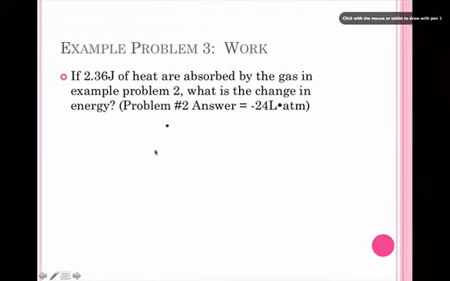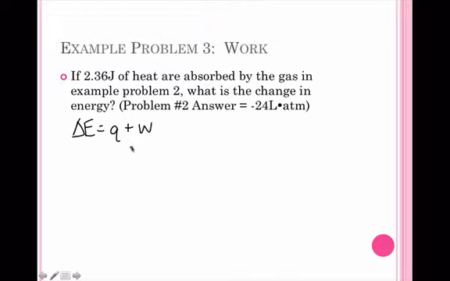All right, our next problem says, if 2.36 joules of heat are absorbed by the gas in example problem 2, what is the change in energy? And if we'll remember back, the answer to problem number 2 that we just solved was negative 24 liter atmospheres. So we're trying to figure out what is the change in energy. So we're going to use this equation that we just talked about.